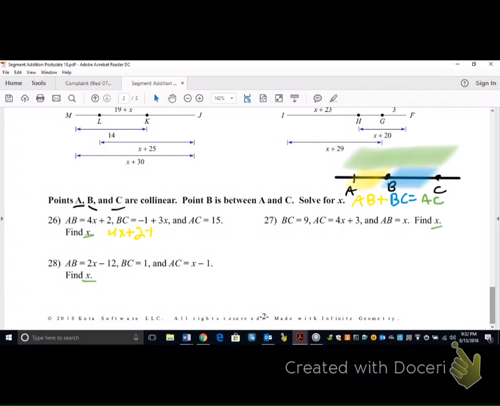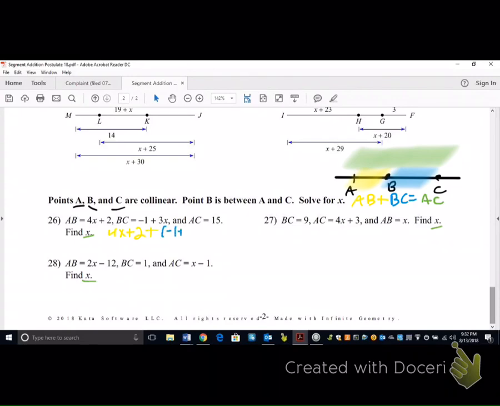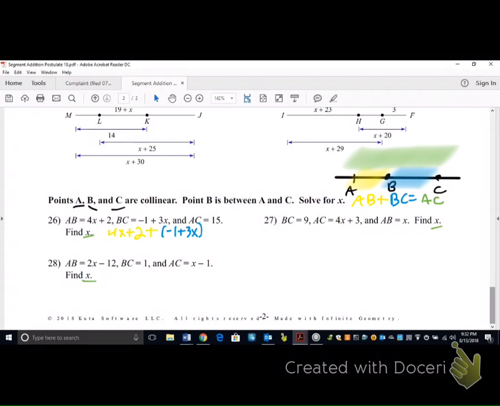That's going to give us 4x plus 2, so that's our AB, plus -1 plus 3x, which is B to C.